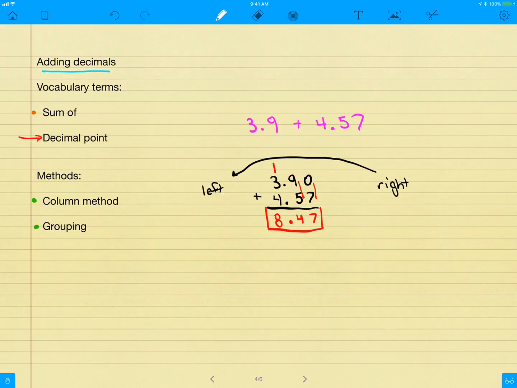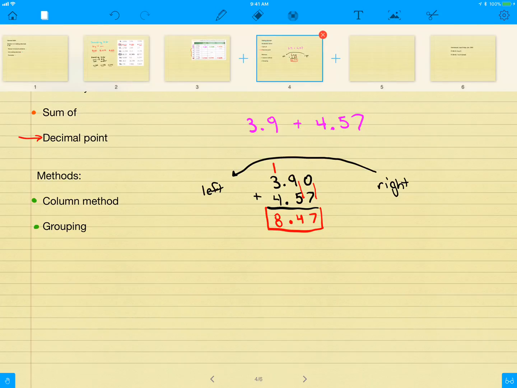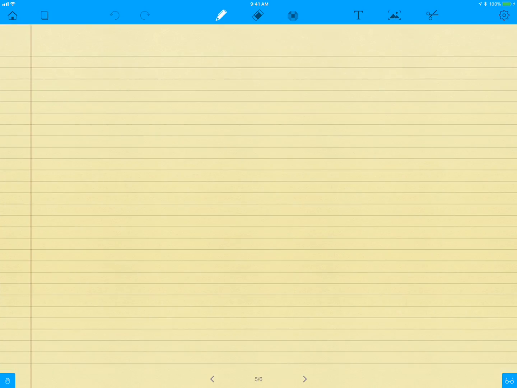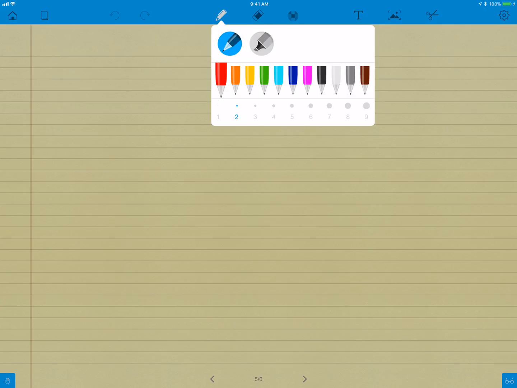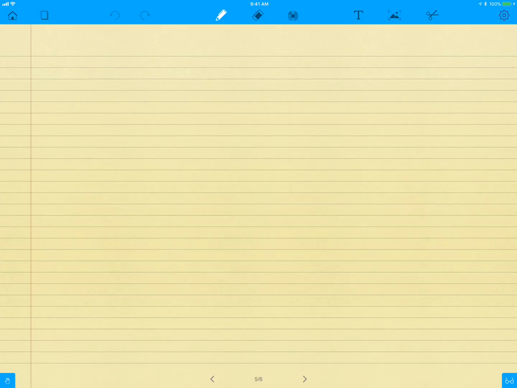Okay, now let's do a larger example, something that has more numbers in it, but exactly the same style. Okay, so let's go to the next page. Okay, so we're going to be adding decimals again. All right, so here we go.